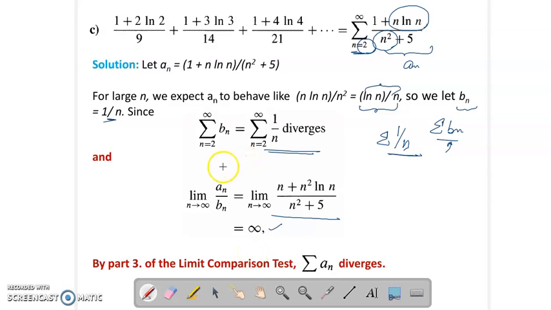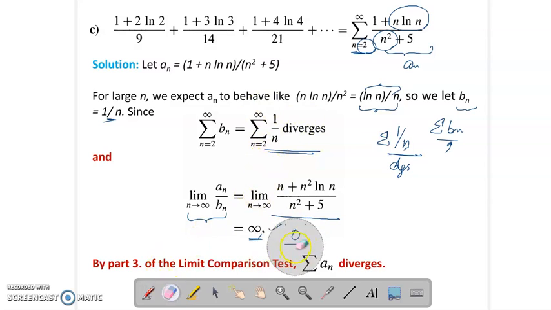So this is part 3 of the limit comparison test, which says that if this limit is infinity and bn diverges, then an will also diverge. Now suppose here you did not get 0, you did not get infinity, and you get some number c, maybe equal to 0 or not equal to 0. Then you won't be able to conclude anything. If you get 0 here, then this test is inconclusive and you have to choose another bn.